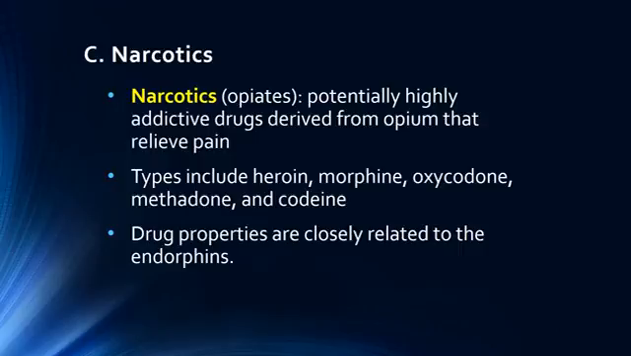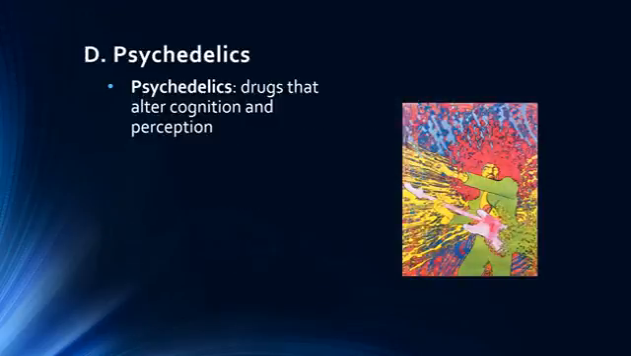Drug properties are closely related to the endorphins. Their primary use is for pain relief, but they do have a great deal of use as recreational drugs. We have a huge problem in the United States right now in that people are getting addicted to these narcotics from requiring them for pain relief, and then as a result they're unable to get more drugs, so they end up turning to heroin because it's actually cheaper.